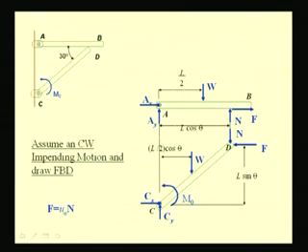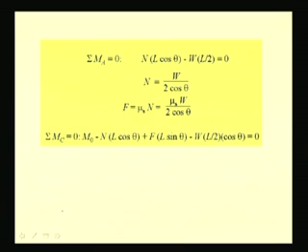So, for the impending case, we have an additional relation, that is the relation between this F and N, which are related by this mu s. So, leading to one more equation. So, the 7 unknowns can be found using these 7 equations. So, let us write only those equations which are of interest.